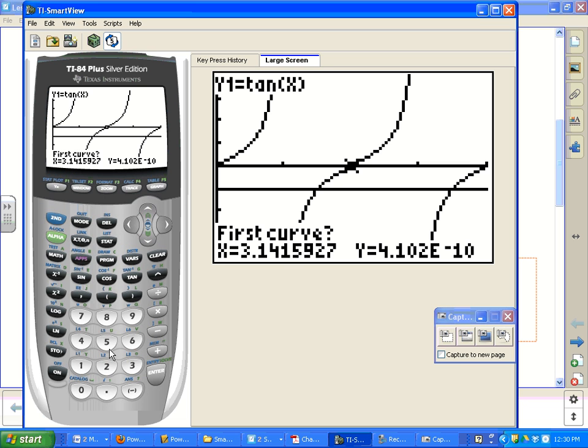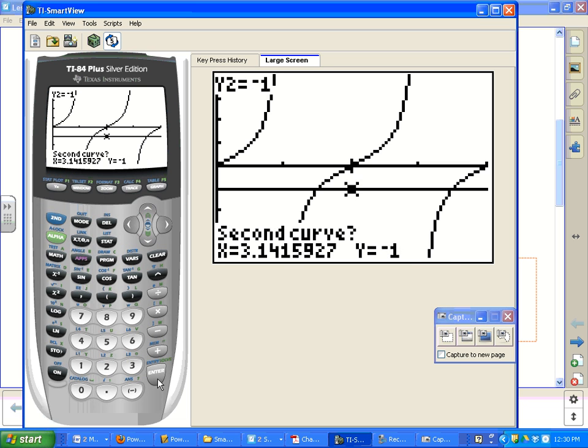Okay. Here's my first curve. Notice it's y1 equals tangent of x. The second curve then is at pi and y equals negative 1, so hit enter there.